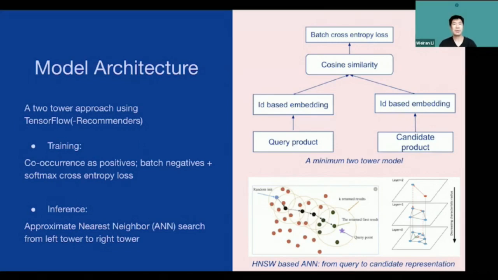At inference time, we fetch the left representation of the query product and do an approximate nearest neighbor search in the right representation to fetch all the relevant candidates. Note again that this model is asymmetric. Each entity inherits different representations from both multiple intent and time sequence. And consequently, you get different results querying from left to right or right to left.